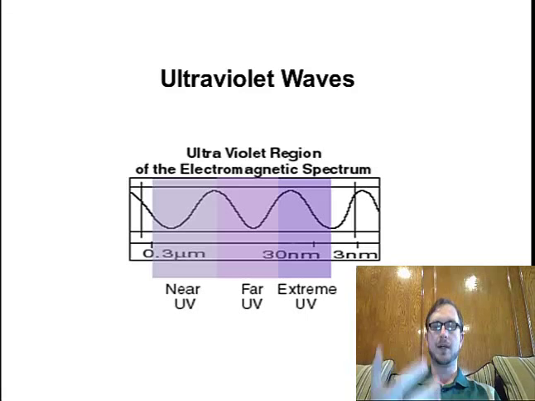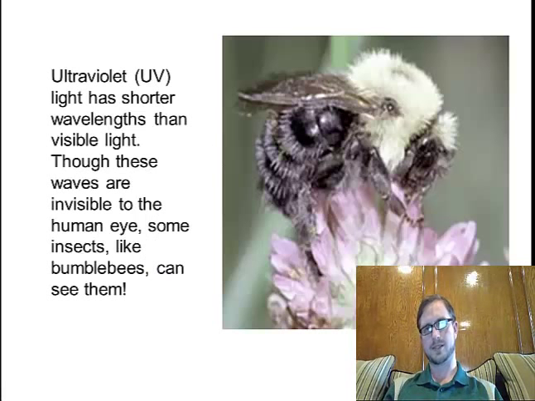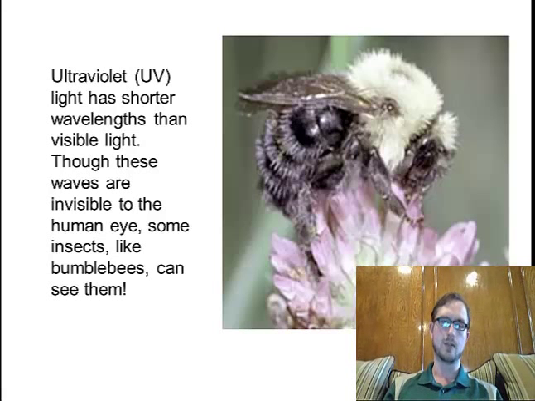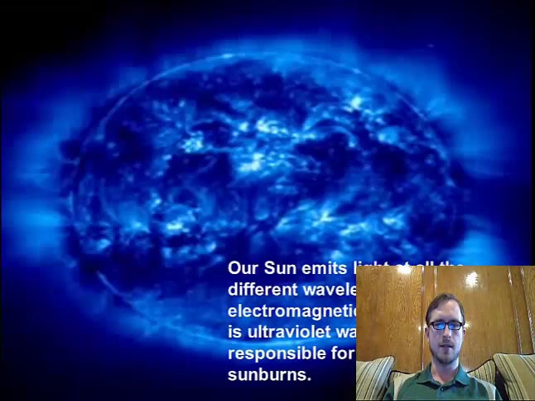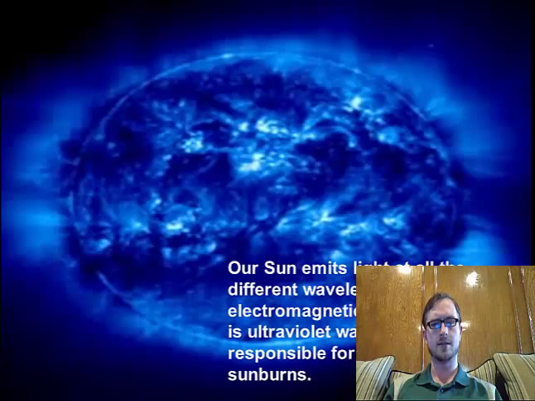Ultraviolet, ultra would be above. Ultraviolet is just above what we can see. Actually, bees can see in the ultraviolet. Their eyes are adapted so that they can see those higher energies. Our sun gives off a lot of ultraviolet radiation.